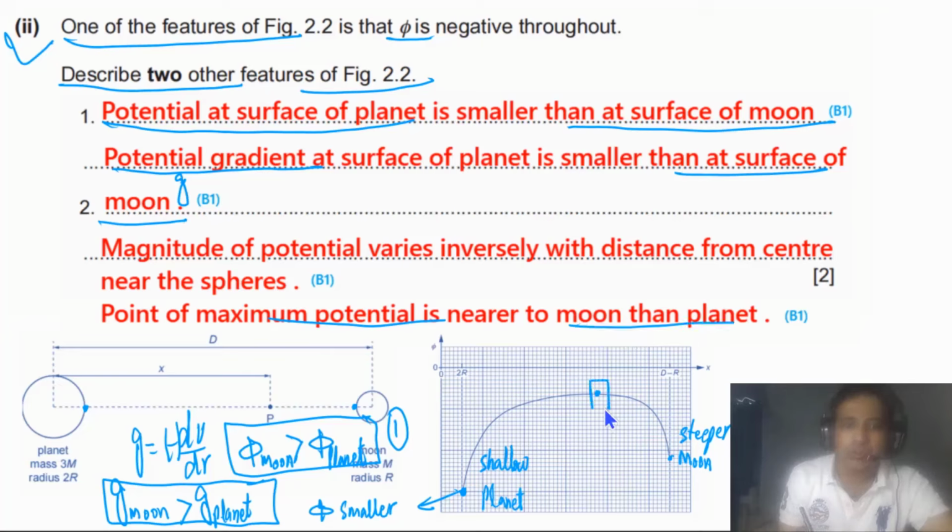So this is the point of maximum potential, we can say phi max. And the magnitude of potential you can also say varies inversely with distance from the center near the sphere. Near the surface it is inversely proportional to distance. So these points you can mention, very important points, you need to understand these points.